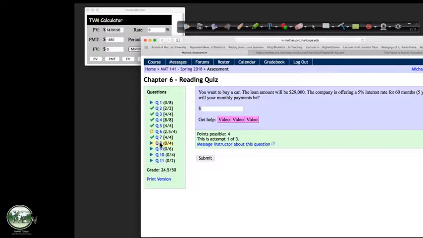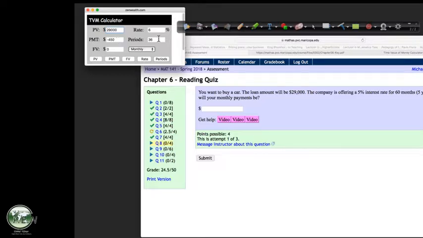Okay, you want to buy a car again? The loan amount will be $29,000. The company is offering 5% interest for 60 months. What will your monthly payment be? Okay, so again, these are the same type of things, except this time they tell us what our present value is. Is our present value positive or negative? Who gets to drive the car? We do. So the loan, the money is coming to us. The present value is always a positive value. It's actually coming to us so we could buy the car. It's ours.